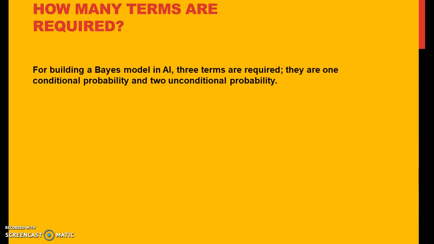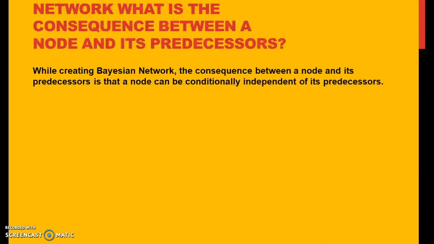How many terms are required for building a Bayes model in AI? For building a Bayes model in AI, 3 terms are required. They are one conditional probability and 2 unconditional probabilities. In a Bayesian network, what is the consequence between a node and its predecessors? While creating a Bayesian network, the consequence is that a node can be conditionally independent of its predecessors.